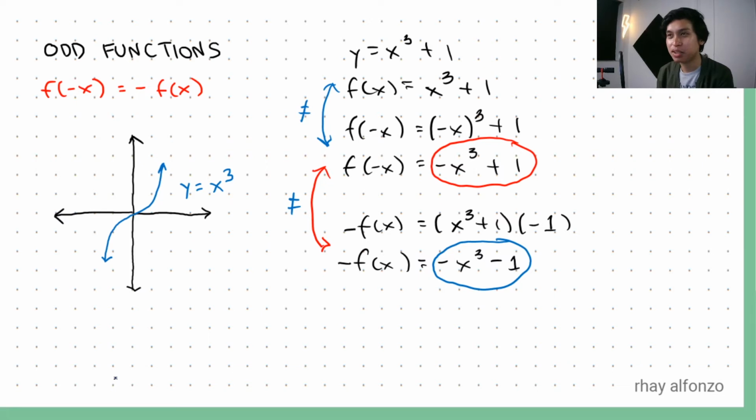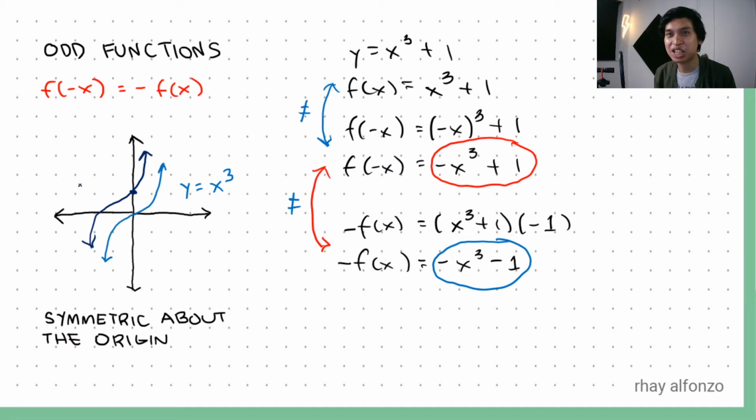So sabi natin kapag odd function, symmetric about the origin, pero kapag ginap natin si x cubed plus 1, it's no longer symmetric about the origin. Symmetric na siya about the point p is equal to 0, 1. So therefore, hindi na talaga siya odd function.